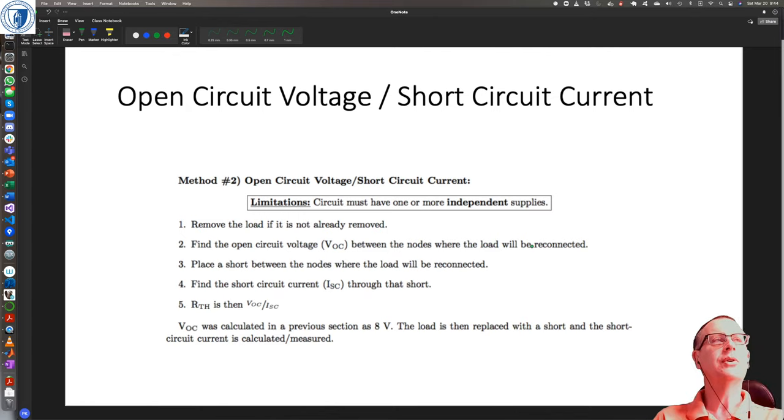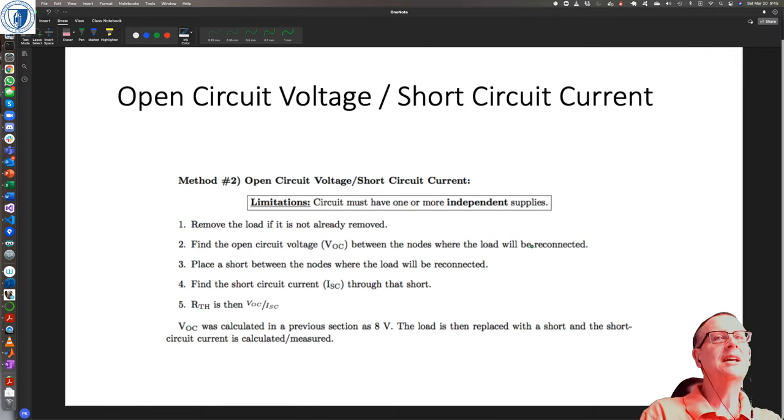So the open circuit voltage short circuit current approach is a little bit more general, and it does have a little bit of a limitation in that the circuit must have one or more independent supplies. Right? And again, the first step in all of these is to remove the load resistance. So the load is removed, and then you find the open circuit voltage between the nodes where the load will be connected. Then you place a short across those nodes and you figure out what the short circuit current is. And the Thevenin resistance is just the open circuit voltage divided by the short circuit current.